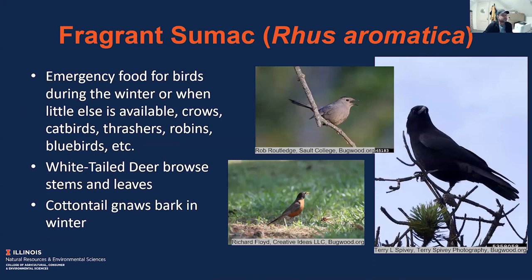And as far as use of fragrant sumac by birds in terms of the berries, it's not a preferred food source for a lot of birds. It is sometimes used as sort of an emergency food source during the winter when there's not much else available. The white-tailed deer will sometimes browse the stems and leaves, and cottontails will gnaw at the bark in the winter.